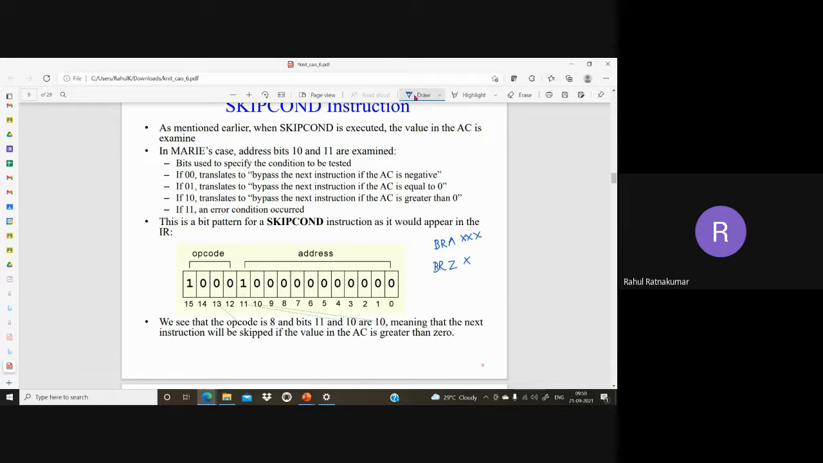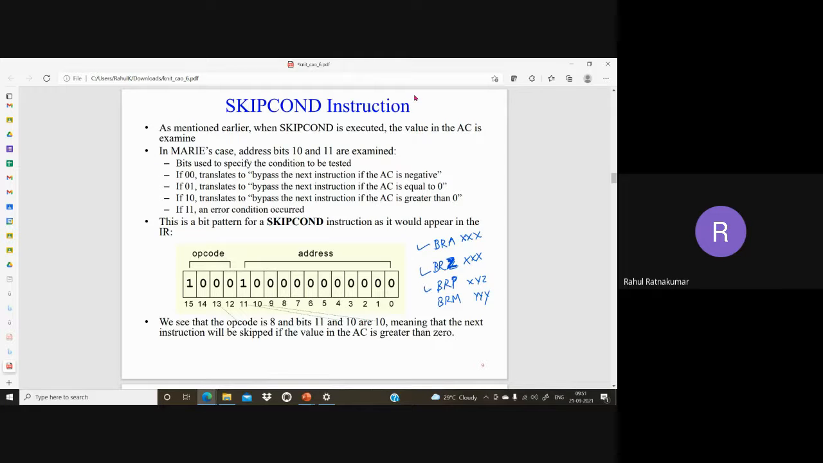Now you have to branch to location XXX if the accumulator value is 0. That is important. Branch on condition. This is a conditional branch: branch if the accumulator value is 0, branch on 0, Z. And there is BRP, branch on positive. If the accumulator value is positive, you jump to location XYZ. Another is BRM, branch if minus, to location Y. So these are different possibilities of branching. This is an unconditional branch, these are conditional branches.